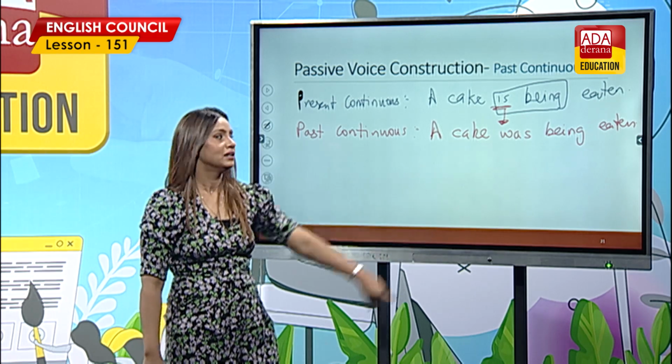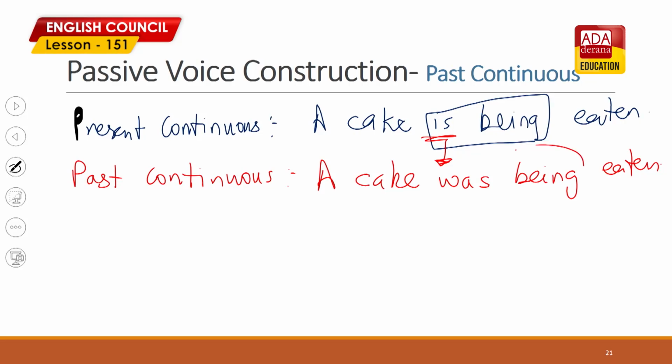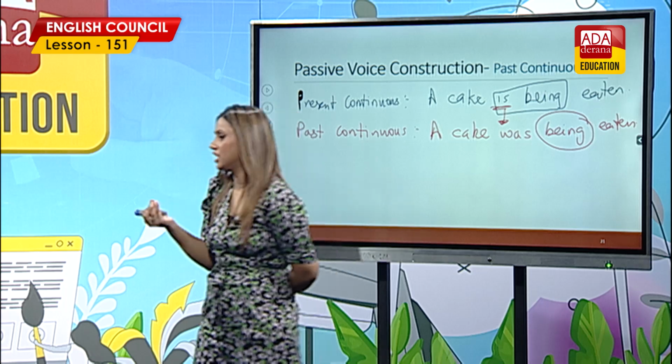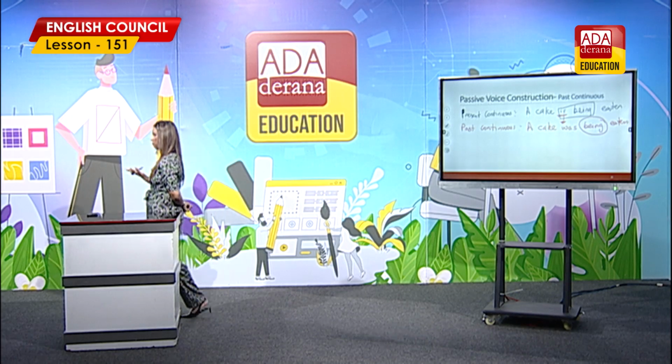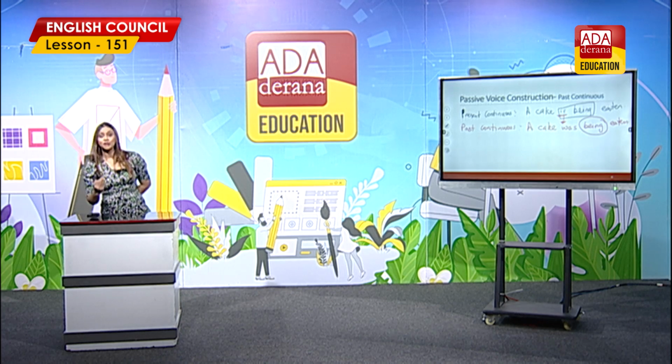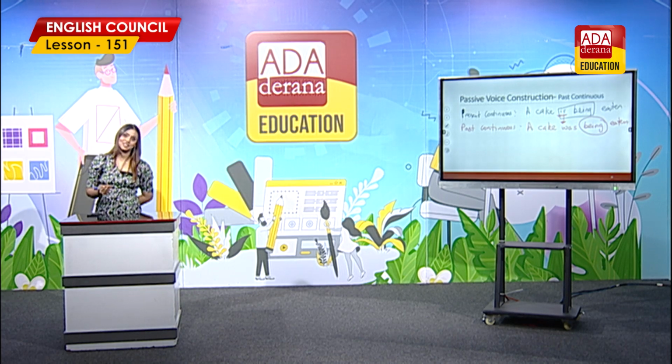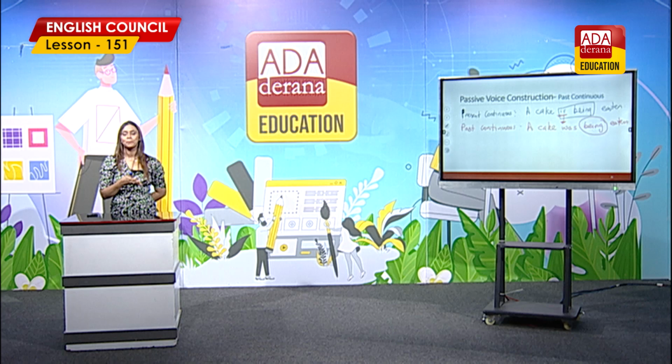Eaten. Remember, this being represents that verb ing part, because we cannot show the ing here in the main verb, or in normal active sentences, eating. Because it's the verb past participle in passive construction. So you show it through the helping verbs.